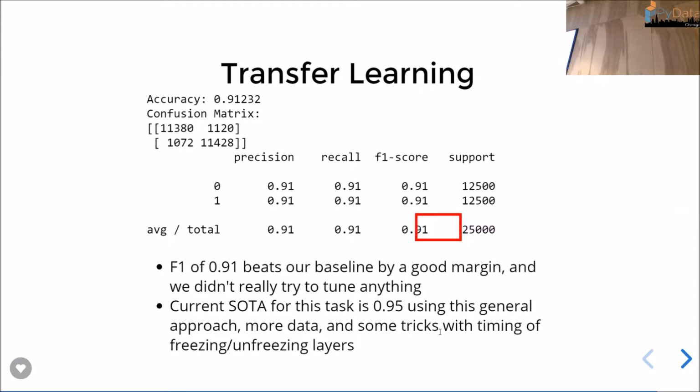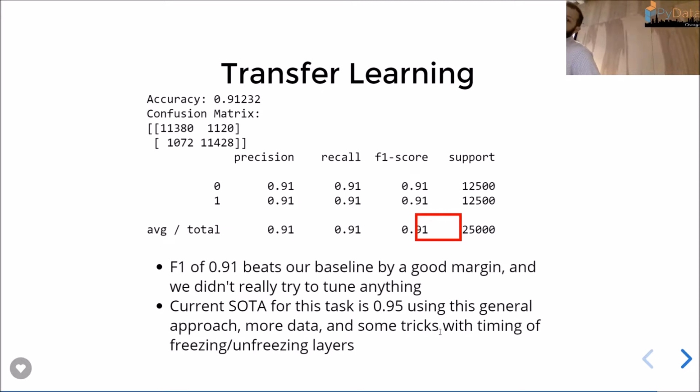So what happens if you do that? Our F1 boosts up to 91, which coming from 87 is not bad. We have essentially reduced the error by a third in terms of what was left. And we didn't even really try and tune anything. The current state of the art for this task bumps this up to 0.95. And essentially they're using the same general approach, just with a little bit more data, or a lot more data actually. And then a few tricks with the way that they fuse and increase layers when you train. But the net here is that this is the approach that everybody's using for computing benchmarks with regard to deep learning.